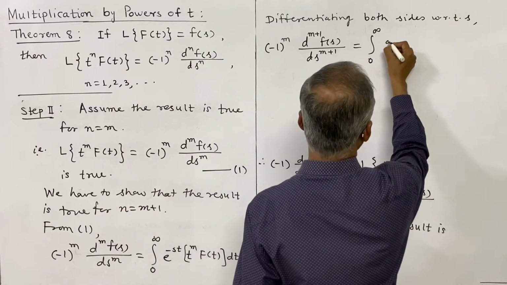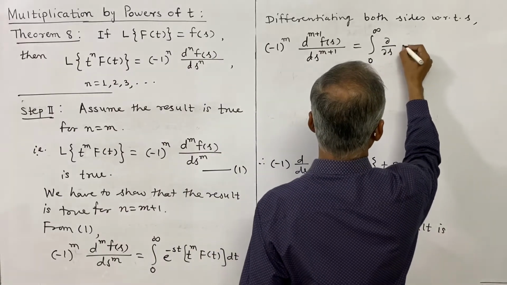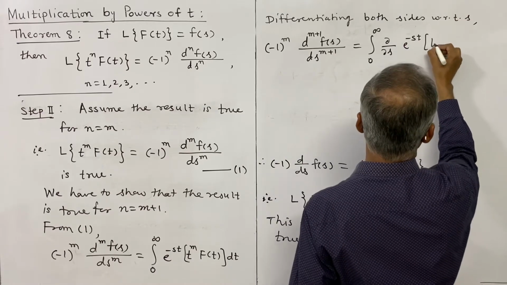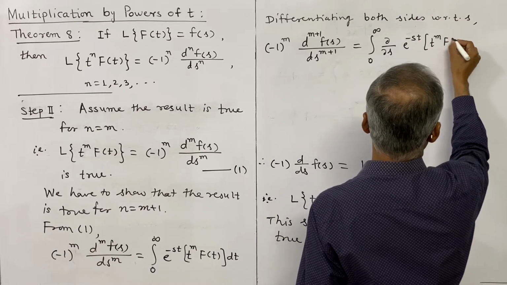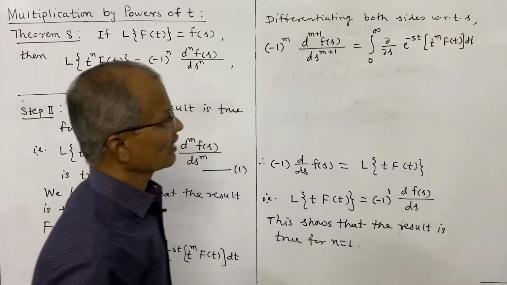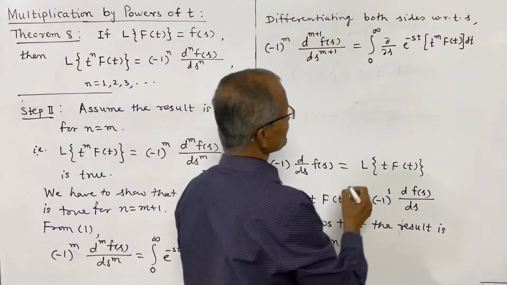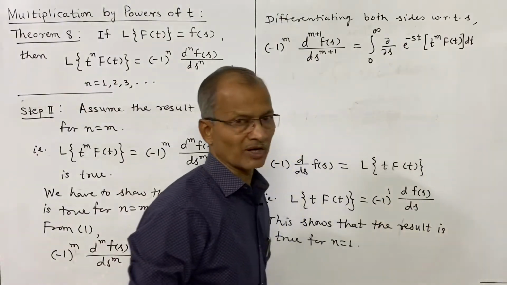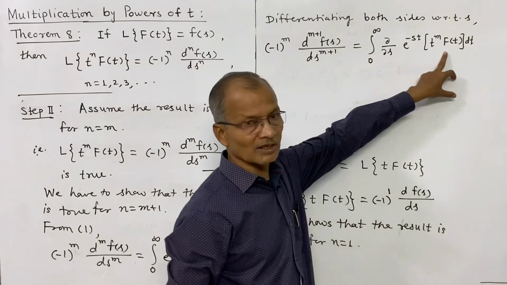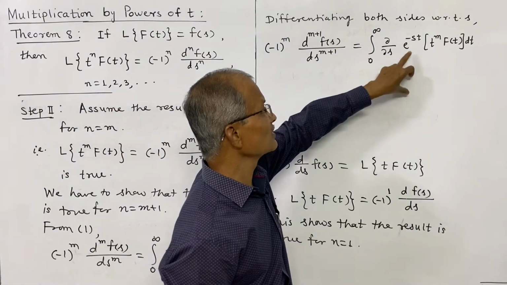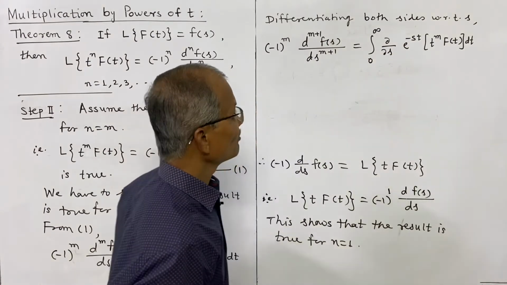That is dou by dou s of e power minus st and t power m f of t dt. This is the derivative, or see, the whole expression we have to differentiate partially with respect to s, but this will remain constant because this is a function of t, and only we have to differentiate this e power minus st with respect to s.